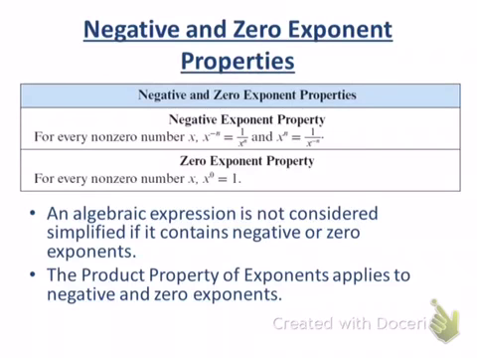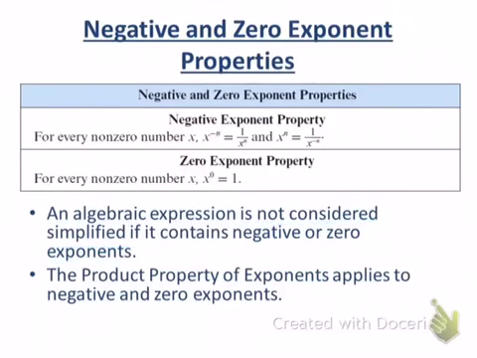All right? Now, here's something else that, Hadley, you mentioned. An algebraic expression is not considered simplified if it contains negative or 0 exponents. So now we've added another definition to what it means to simplify things, right? Up to this point, what does it mean to simplify an expression? Get rid of parentheses, combine like terms, take square roots, no negative exponents, no 0 exponents.